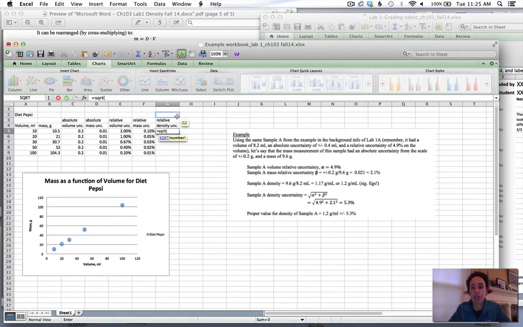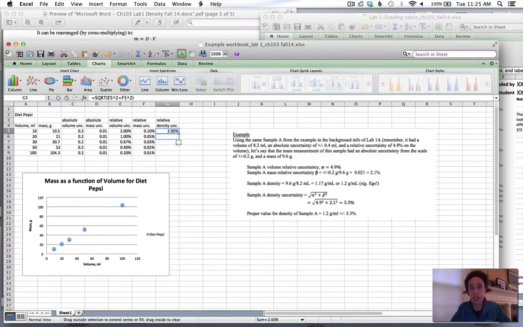So now I can just say, okay, take the square root of my relative volume uncertainty squared, and to say squared, I do the caret, shift 6, 2, so that does squared, plus my relative mass uncertainty squared. And then I close parentheses and hit enter. And again, I can just copy that down.